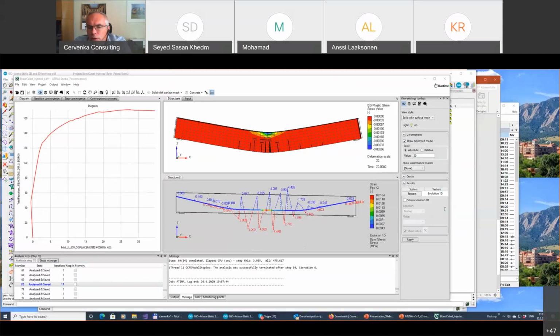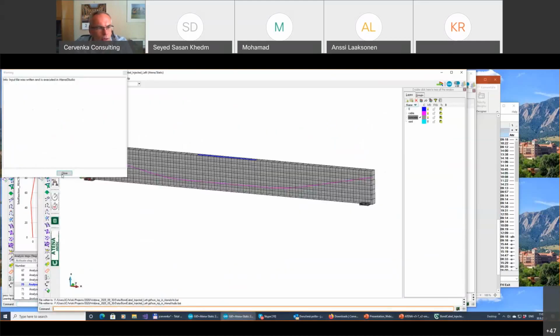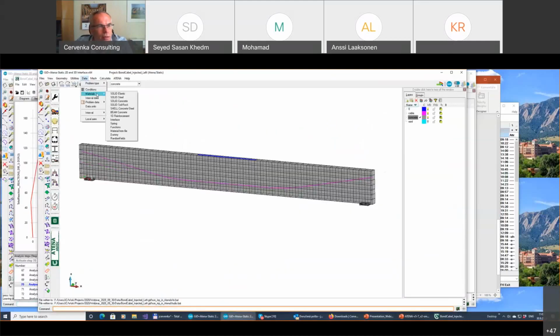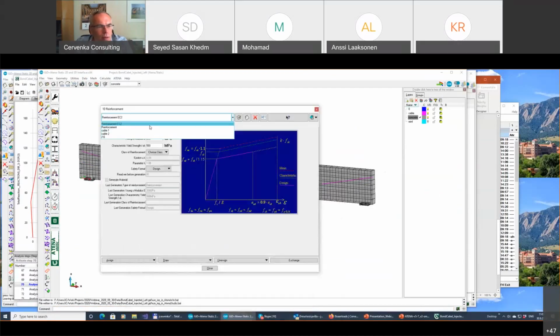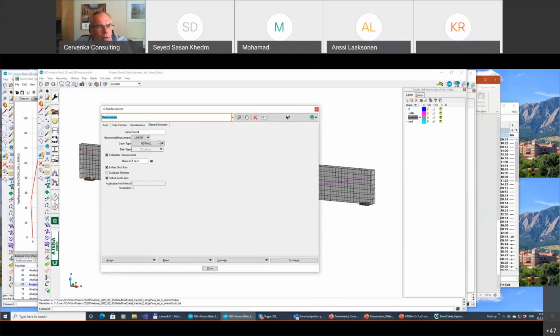Suggestion from Giuseppe on external cables modeling. Yes, it is very similar, except in external cables, you have the friction only at the deviators. And this can be done in ATENA. Actually, if you look at this material definition for the 1D reinforcement, there is a possibility to select either normal reinforcement, bar with bond, or cable. By that we mean external cable. There is an internal cable.